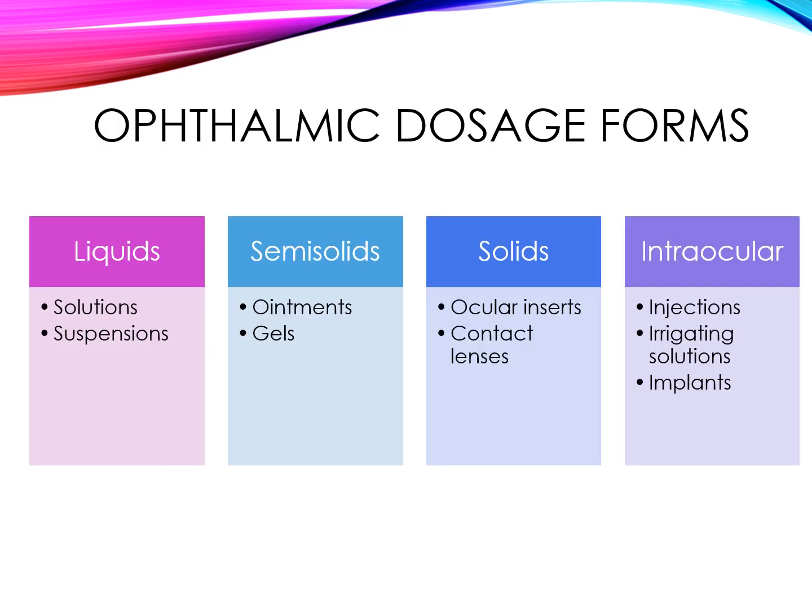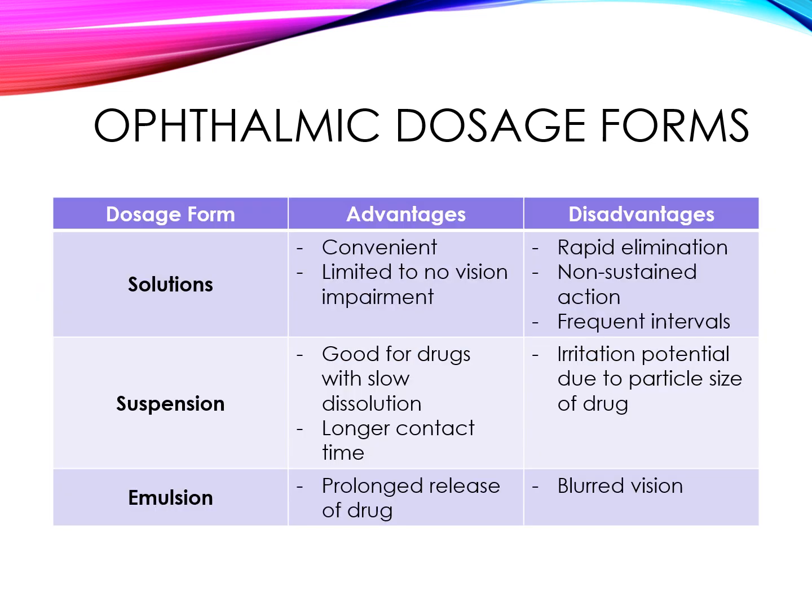There are many ophthalmic dosage forms on market today. There are liquids, semi-solids, solids, and intraocular forms. The preparations we'll be focusing on today are in the liquids and semi-solids categories. Another way that ophthalmic dosage forms are categorized are either by solution, suspension, or emulsion. You can see the different advantages and disadvantages of each of these types.